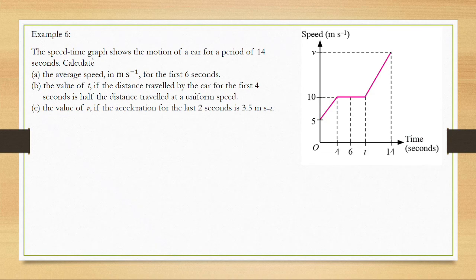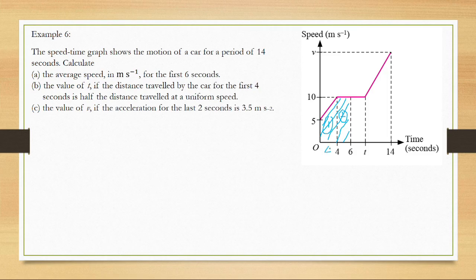The speed time graph shows the motion of a car for a period of 14 seconds. Calculate the average speed in meter per second for the first 6 seconds. So the first 6 seconds is over here. When they ask you to calculate, the average speed is equal to total distance over total time, right? So we have to find the total distance over here. Then if you look at the shape, the first part is a trapezium, and the second one here is a rectangle. So you have to find the area for the shape here.